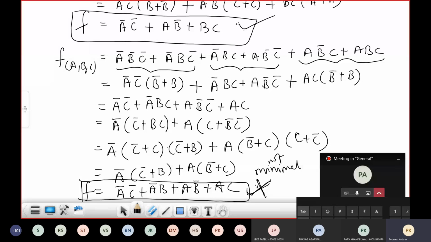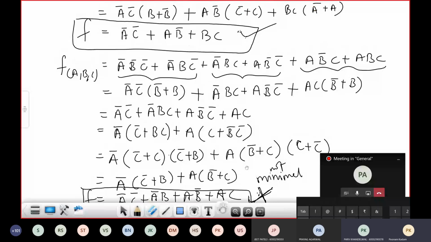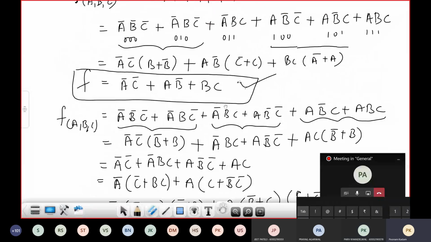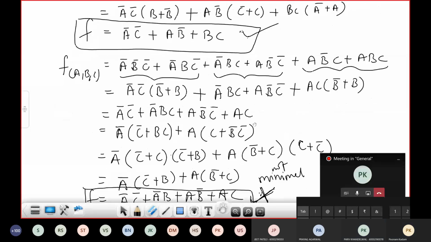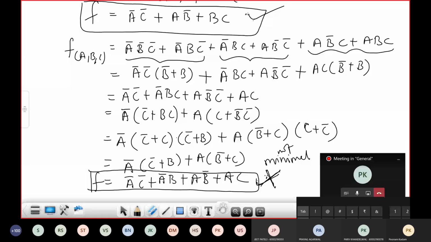Similarly, if you decide to take some other pair, there can be even more combinations. Suppose I decide to... Yes. Taking B bar C bar common, we'll get A plus A bar. In the same expression, like the first and the fourth. In the first and the fourth, C bar is common. This original expression you are saying, right?